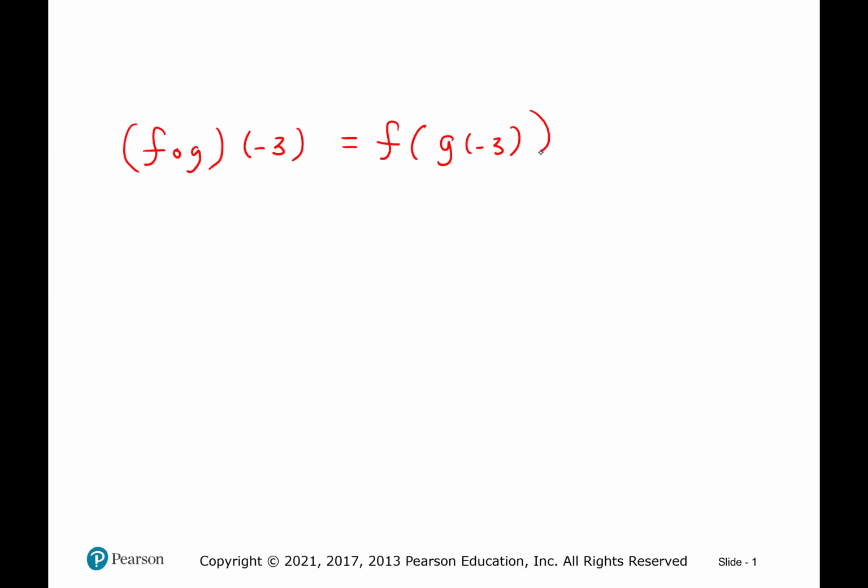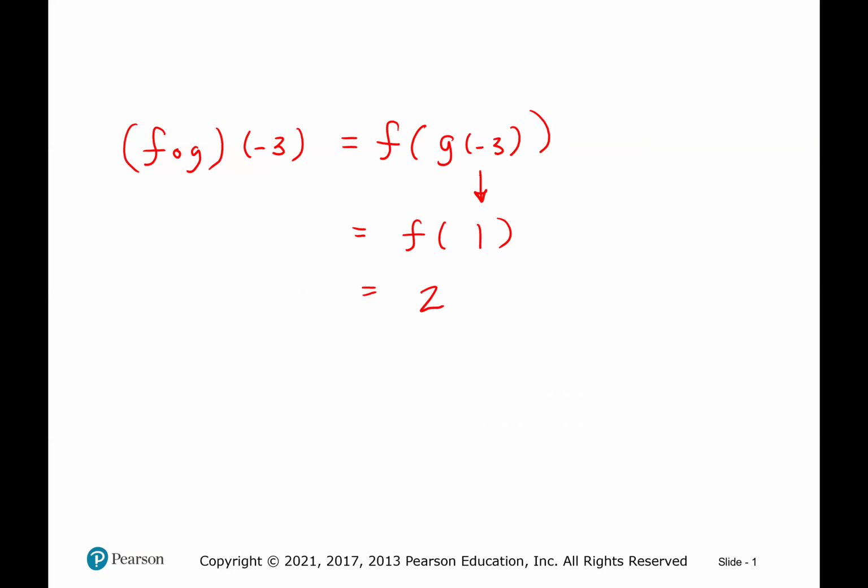So from my graph, g of -3 was 1. So we're going to evaluate f at 1. And from my graph, when x is 1, f was 2.